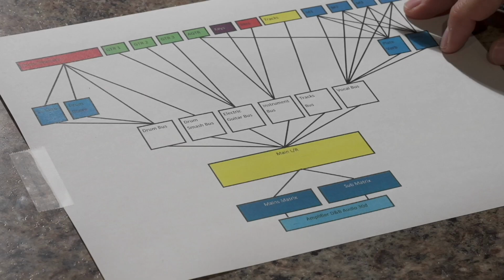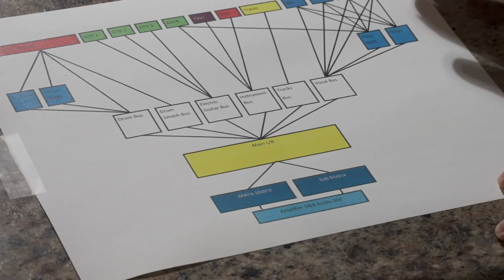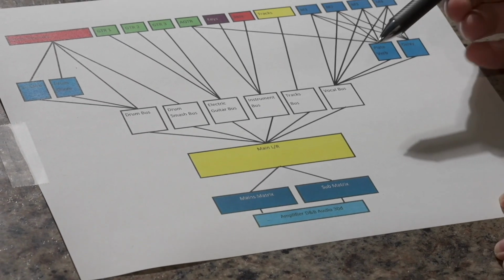A matrix is a great tool for sending different audio mixes to different destinations. For example, a mix for front of house might not be suitable for online, and we need a way to make changes. So let's go over to our diagram and show how this is set up. Here's an illustration to show how our matrices are set up.